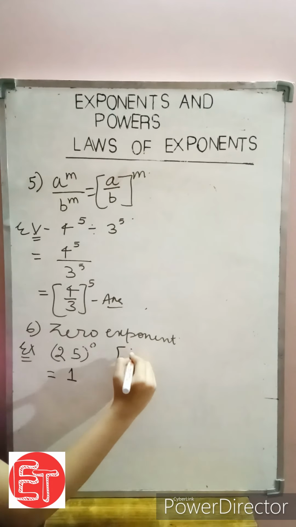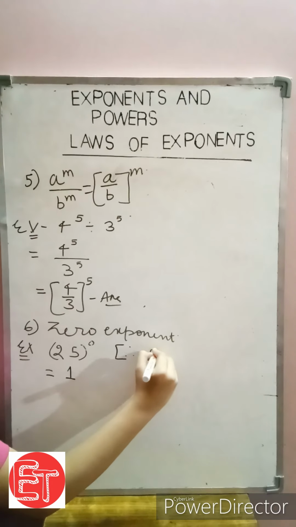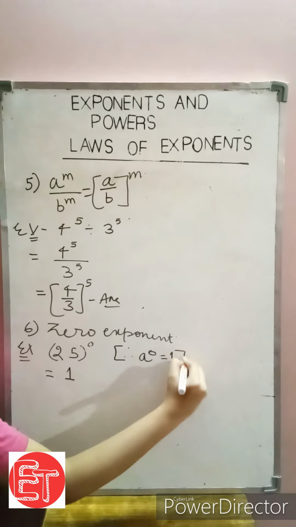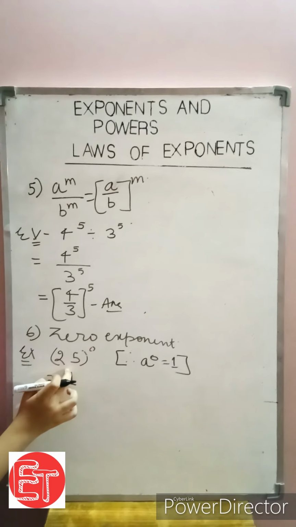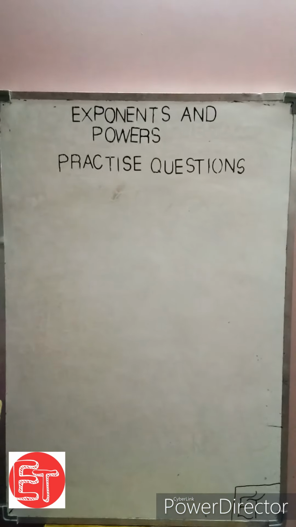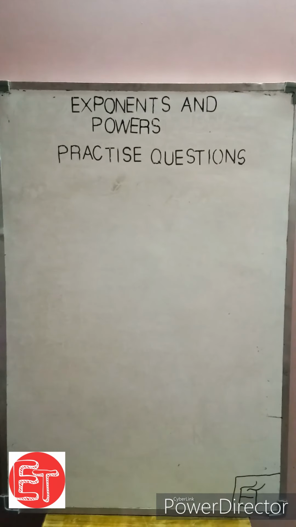Because of the law that says a raised to the power 0 will give the result 1, and a is 25 here. Okay. So guys, let's do some practice questions.